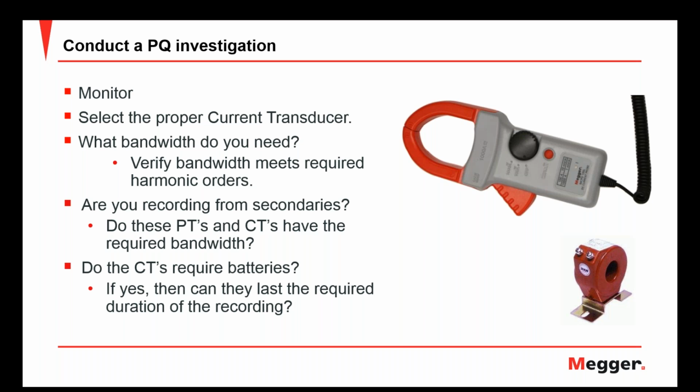Another thing is, what's the bandwidth of the CT you need? If you're going to be looking at a troubleshooting issue that could possibly be dealing with high frequency harmonics, you have to take that bandwidth into account. Because if I take a CT that has a low bandwidth and I'm trying to look at high frequencies, I'm not going to see it. Where this is going to become really pertinent is when you get into substations where you have to hook up to secondaries on PTs and CTs. You've got to look at what their bandwidth is, because that will typically be the limiting factor in how high of a frequency analysis you can do.